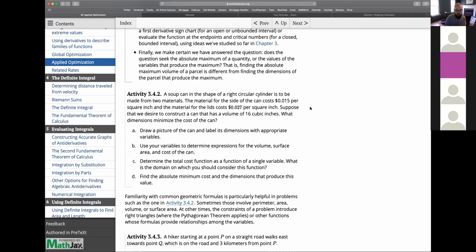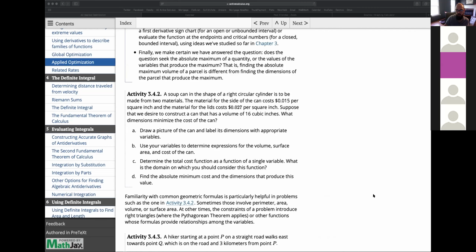So let's record some of this information. We need 16 cubic inches. That's the volume that we need. And then the sides of the can and the top of the can. We'll record this over to our Blackboard. So the side of the can costs $0.015 per square inch, and the lids cost $0.027 per square inch. So we want to minimize cost.